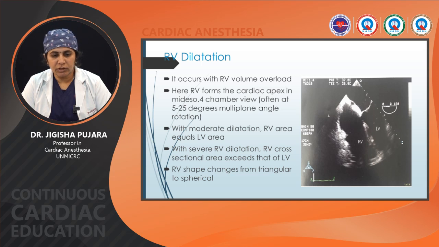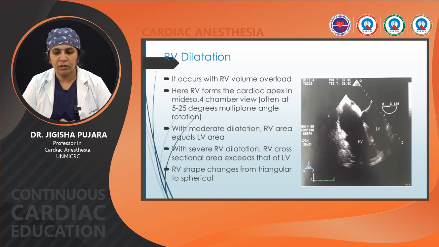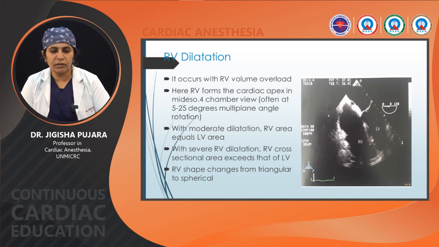RV dilatation occurs with RV volume overload. Here the RV forms the cardiac apex in the mid-esophageal four-chamber view. You can see in this echo image, the RV is participating in the formation of the apex. Often at a 5 to 25 degree multiplane angle rotation, we can get this.